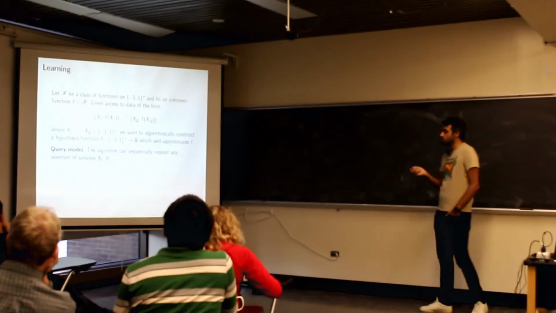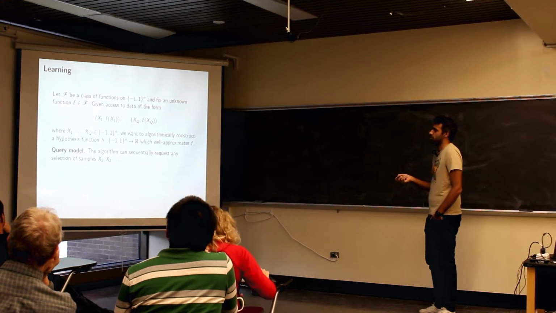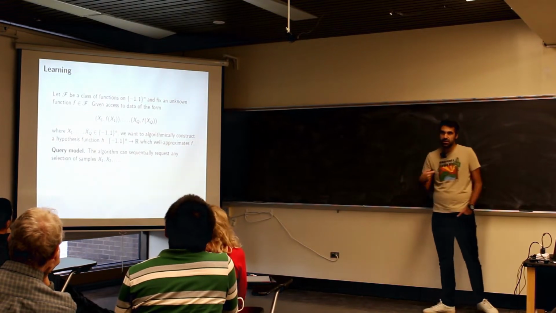We're just going to focus on the 2 most basic ones in this talk, and in fact just one of the 2. The first one is the query model, in which case the algorithm can sequentially request any selection of samples x1, x2, and so on. What does it mean to sequentially request?